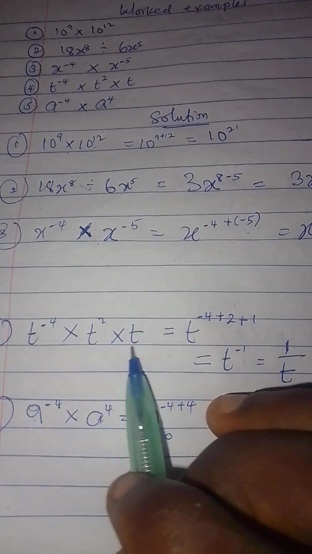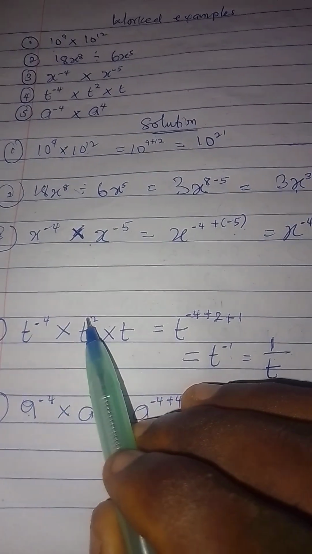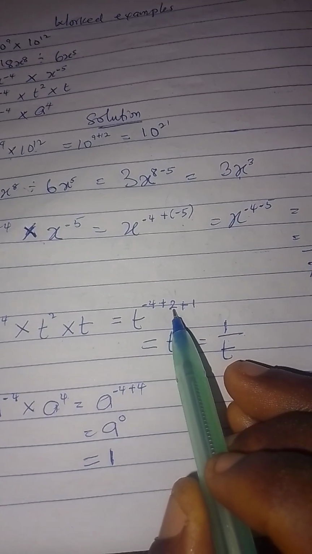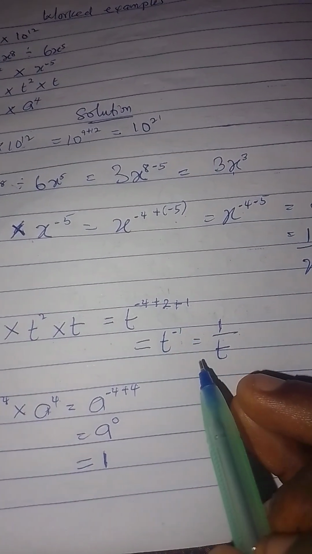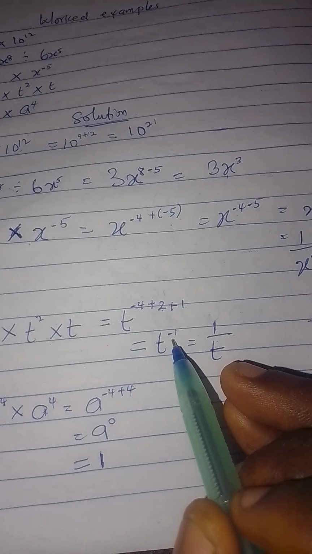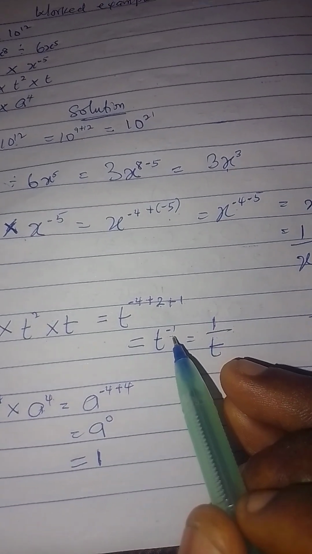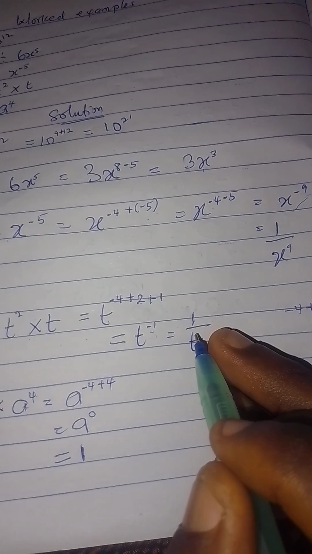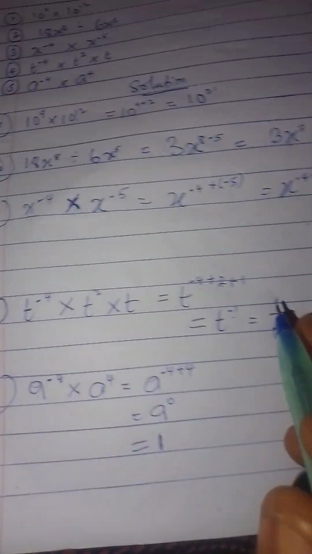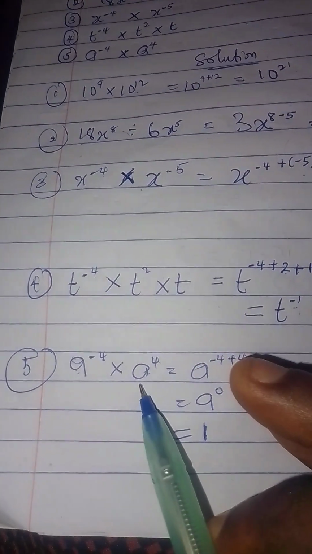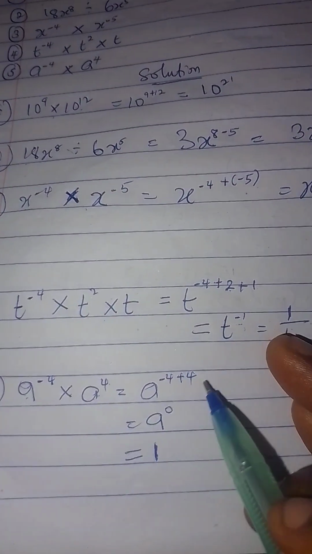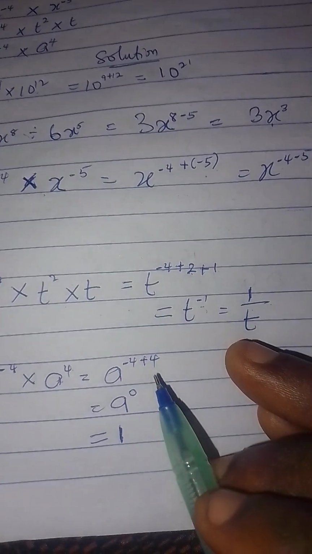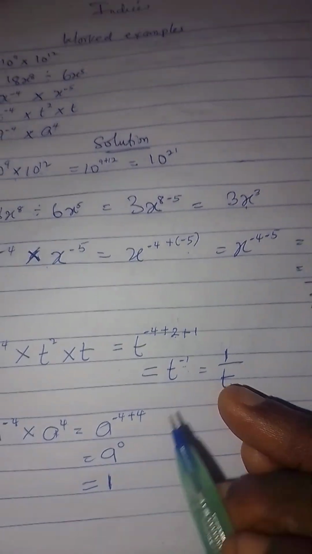Then the fourth one, all the bases are the same. So we have minus 4, 2, and 1. That's why we have it here. Minus 4 plus 2 is minus 2. Minus 2 plus 1 is minus 1. Then this is another law, the fourth law, inverse. So we took the inverse, and I didn't write t raised to power 1 because t raised to power 1 is the same thing as t. While the last one, the bases are the same, so we have minus 4 plus 4, which is 0. This is the third law, zero law, that says any base that has an index of 0 is equal to 1. I believe you understand what I'm doing.